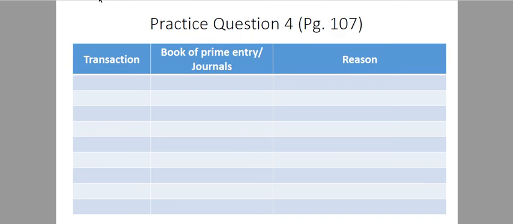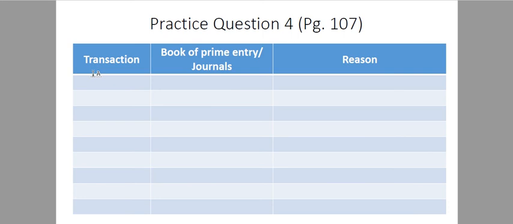Now here on this screen, I have a table down there which we have left blank, and we're going to fill it up together as I guide you. So this is practice question 4 on page 107. One column is for the transaction. I will not copy the transactions. You can look it up from your textbook.